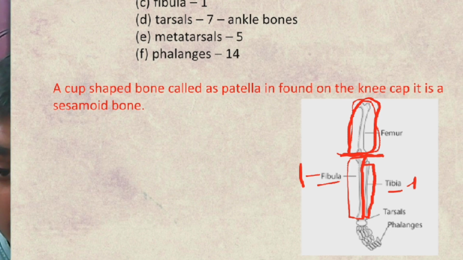As we have carpals as wrist bones in the forelimbs, we have tarsals as ankle bones in hind limb. Interestingly, they are 7 in number. Wrist bones are 8 in number, but tarsals are 7 in number. Similar to metacarpals, we have metatarsals. These are your metatarsals. They are also 5 in number. Metatarsals are 5, but tarsals are 7. Similarly, we have digits, 14 digits or 14 phalanges in hind limb.